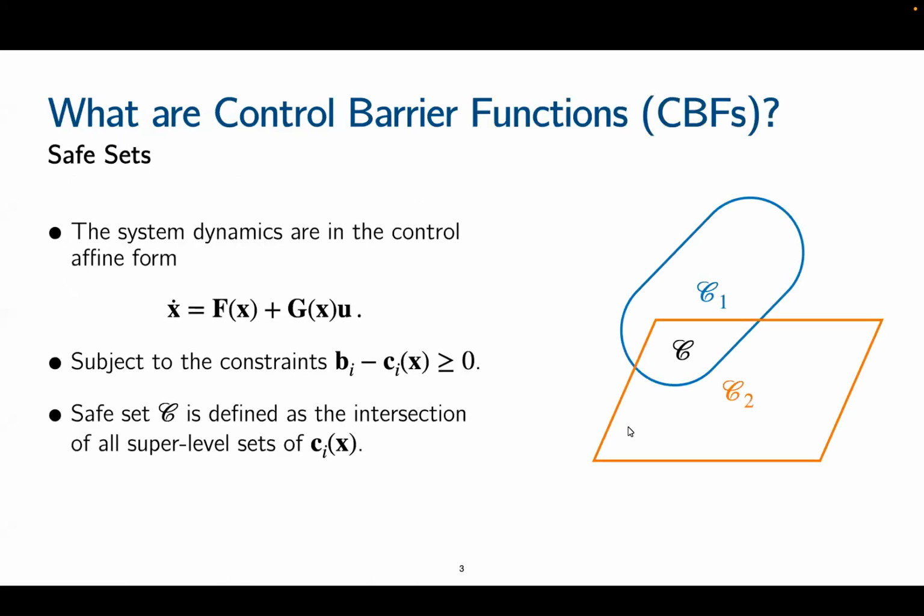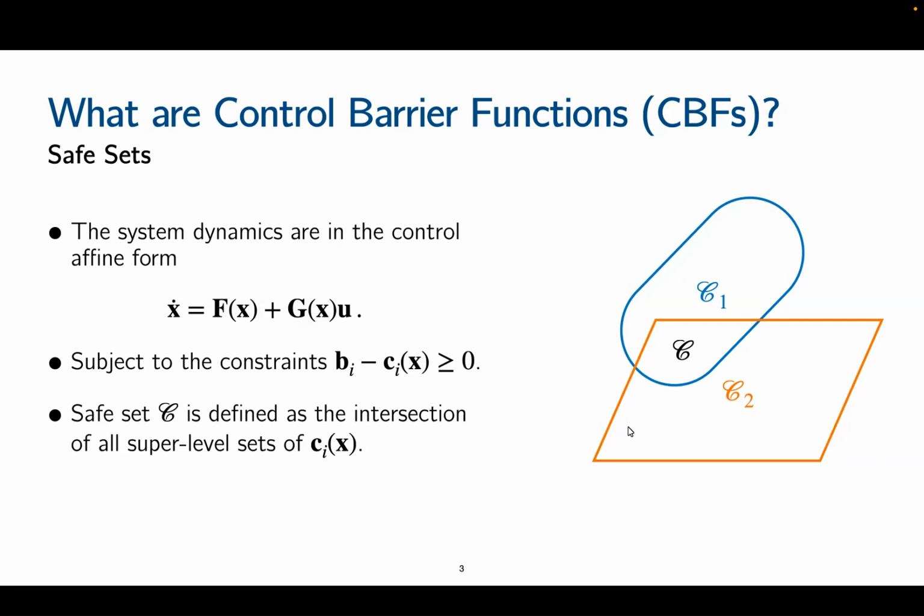In this work, we consider system dynamics in the control affine form, where x represents the state, f(x) represents the drift, g(x) represents the control influence matrix, and u represents the control. In this setting, safety is represented as the satisfaction of a few constraints. Each constraint is in the same form, c_i x less than or equal to b_i, or can be rewritten as b_i minus c_i x greater than or equal to 0.